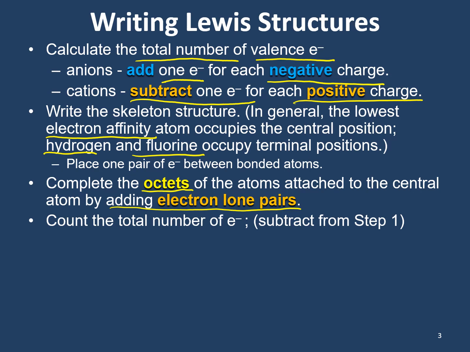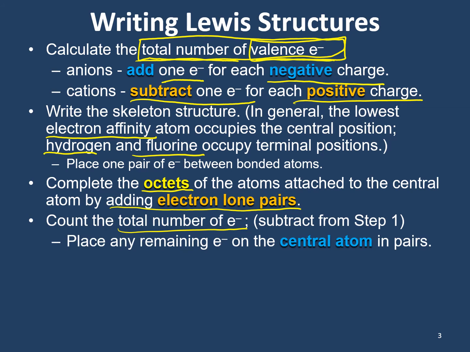At this point, we need to count how many total valence electrons we have left, because the exact number of electrons we should have in our structure at the end is equal to the total we calculated at the beginning. So we figure out how much we used, and we figure out how many we have left. If we have some left over, then we have to keep adding them. If we are out of electrons or we used too many, we have to erase and figure out what to do. If we have extras, we're going to place any remaining electrons on the central atom as lone pairs.